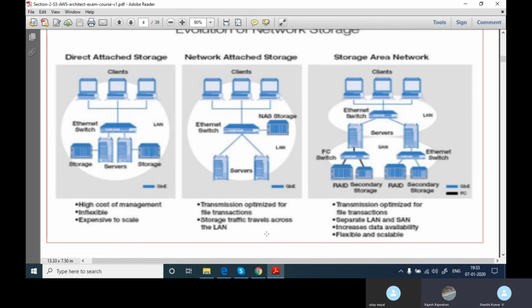So what are the characteristics here? Transmission is optimized for file transactions, and storage traffic travels across the LAN. So if the LAN is disconnected, it is going to break the storage activity. Here also the same concept will come, because requests need to come from the client to the Ethernet switch. Then from there it will go to the server. From the server it will go to the storage.